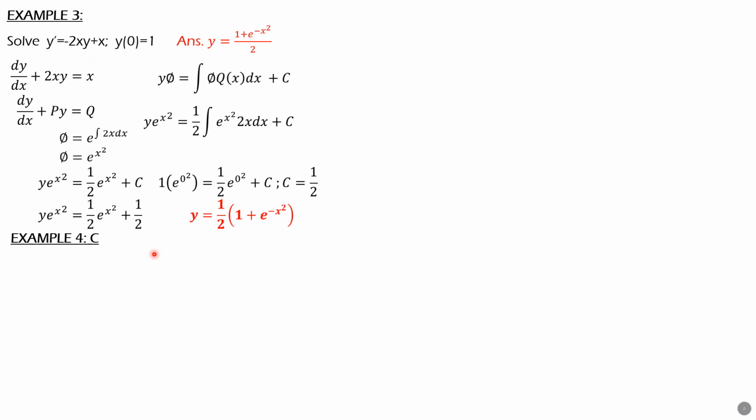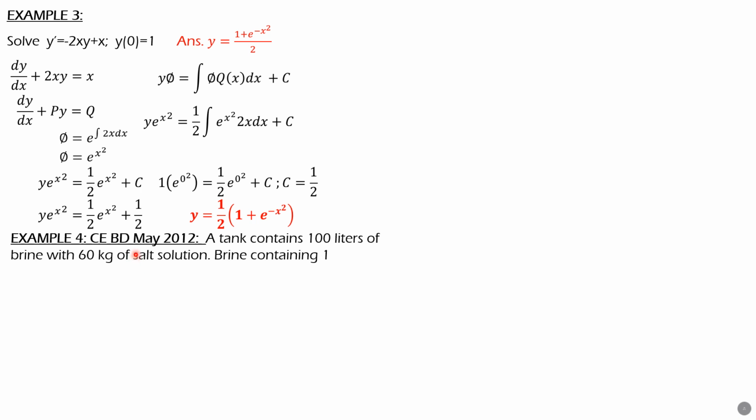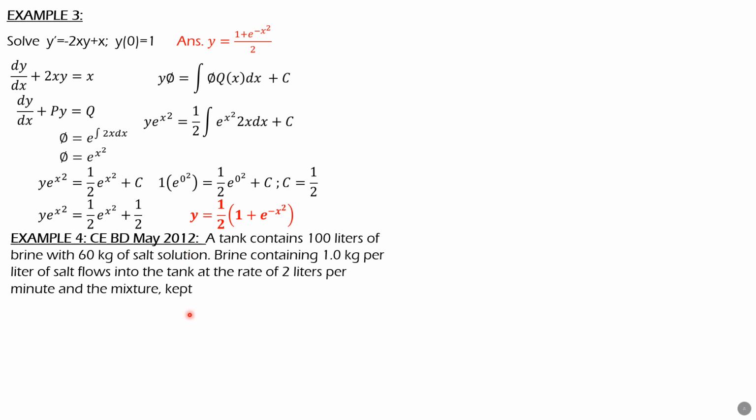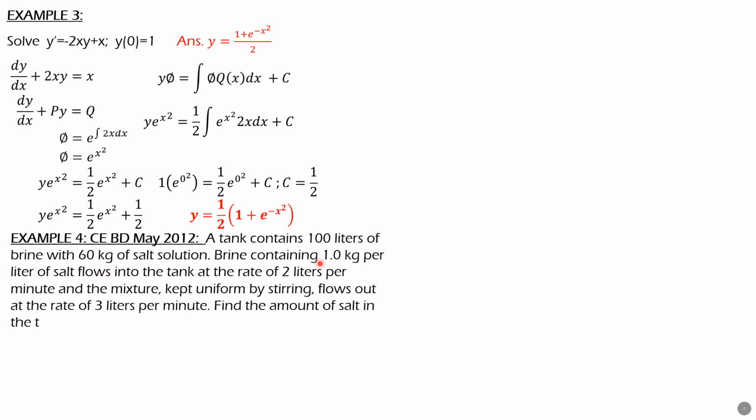Then let's have this example 4 on mixture problem. This came out in the civil engineer licensure exam on May 2012. A tank contains 100 liters of brine with 60 kilograms of salt solution. Brine containing 1.0 kilogram per liter, so this is the concentration of salt, flows into the tank at the rate of 2 liters per minute.